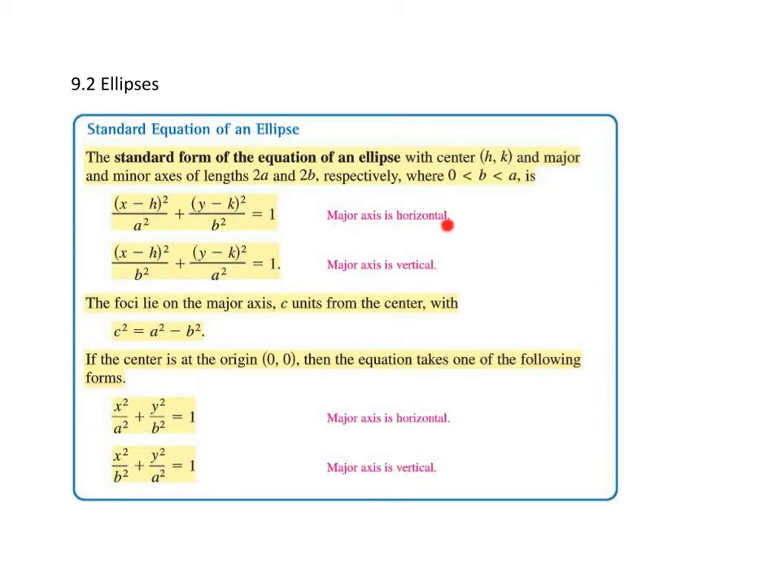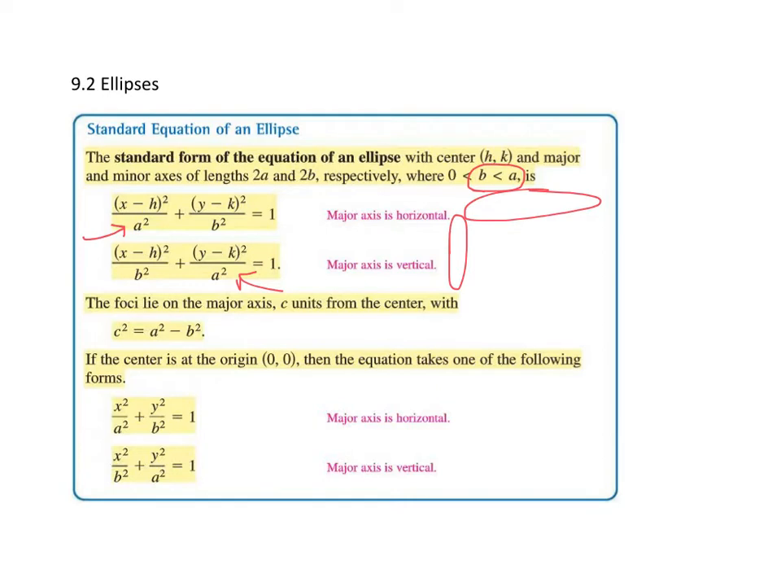When my major axis, that's the long side of my ellipse, is horizontal, that goes with this equation. Or if my major axis is vertical, then I want to make sure my larger number, notice right here, A is always bigger than B, goes under the X if it's horizontal, and under the Y if it's vertical.